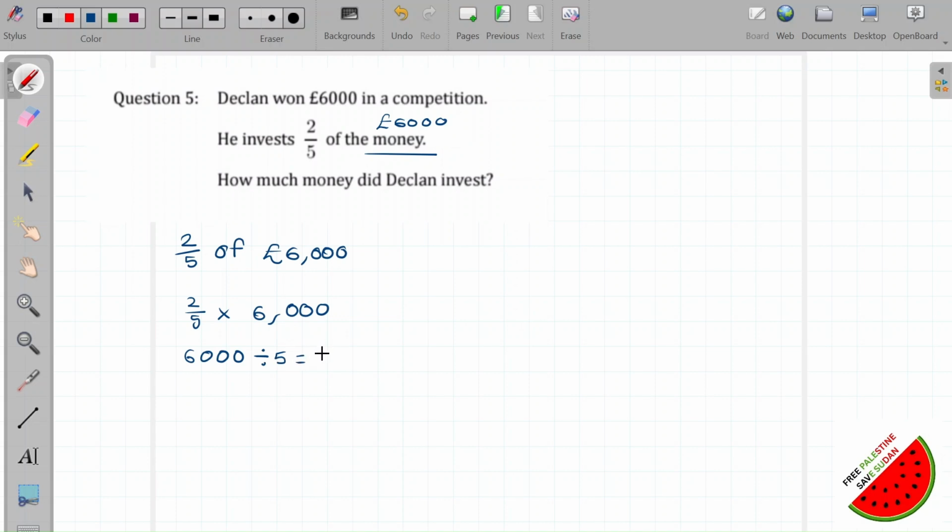Which is 1,200, and then multiply 1,200 by the numerator, so that'll be 2,400. So Declan invests £2,400.